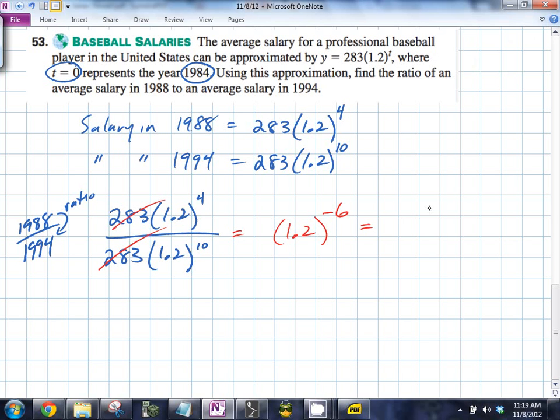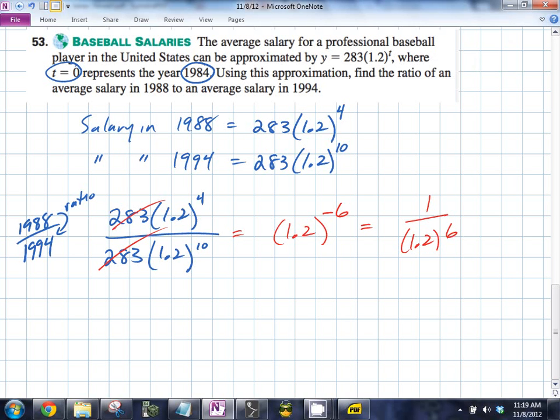So now, if you want to get a decimal answer, do you really need to use your calculator for this? Given enough time, do you know how to figure out what the exact answer is? Yeah, you'd have to do 1.2 times 1.2 times 1.2 times 1.2 times 1.2 times 1.2. Is that annoying? We have these magical things called calculators. So what do you do here? So what does this turn into?